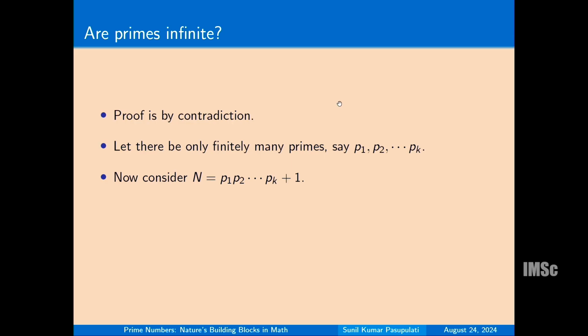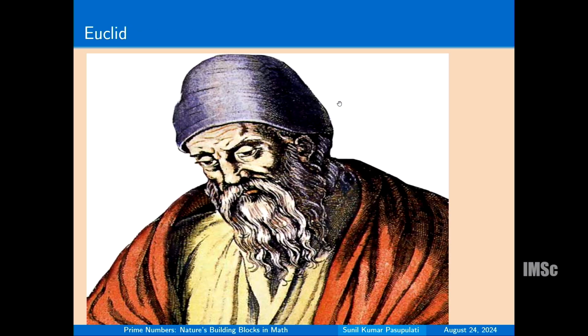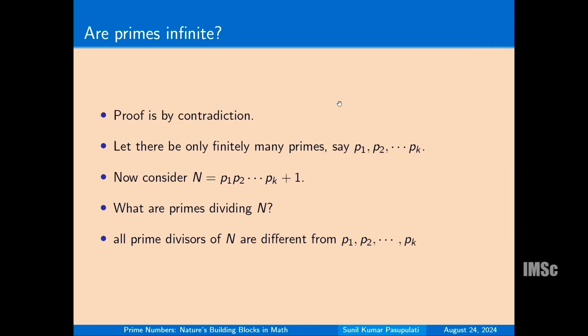I'll take the product of all these primes and add 1. I know these are the primes and none of them will divide this. But now I go back to the fundamental theorem of arithmetic, which says that this number has to have prime divisors, and they can't be those. So they have to be different from these. Which is clearly a contradiction to there being only finitely many primes. So he is actually Euclid, and this proof is due to him. The idea is due to him.